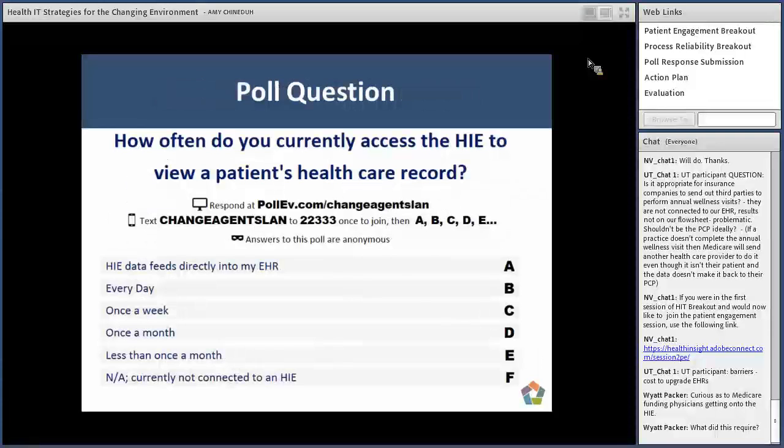So here's a poll question. How many of you in this cohort of the afternoon session currently are using your HIE data to view a patient's healthcare record? A is HIE data feeds directly into my EHR every day, B once a week, C once a month, D less than once a month, or E not applicable because you're currently not connected to an HIE. So go ahead and respond to 22333. I'm sure that everybody will be putting A or B. Let's see.